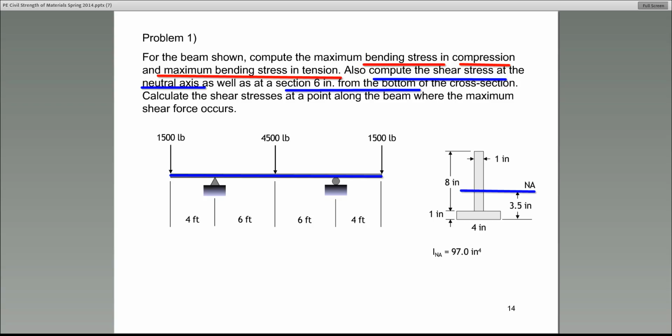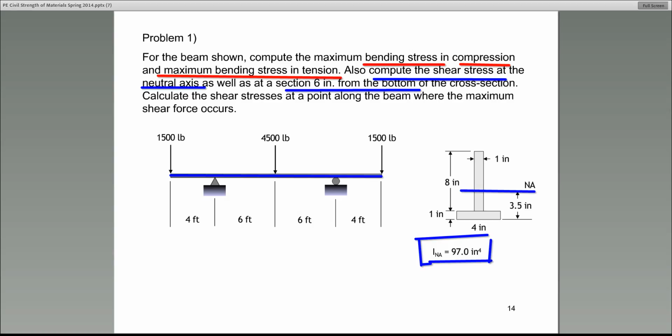But something else they've given you here. Please pay attention. This I_NA equals 97 inches to the fourth. What do you think that is? I stands for the moment of inertia. Moment of inertia of the cross-section, in this case, about the neutral axis. All right? Thank you, Amanda.